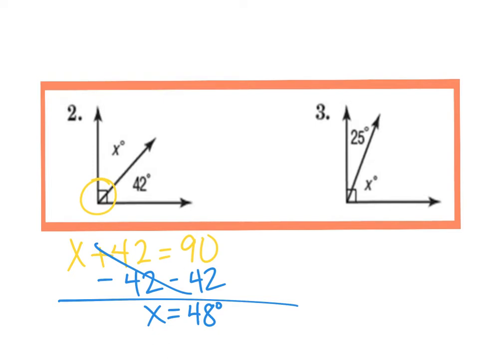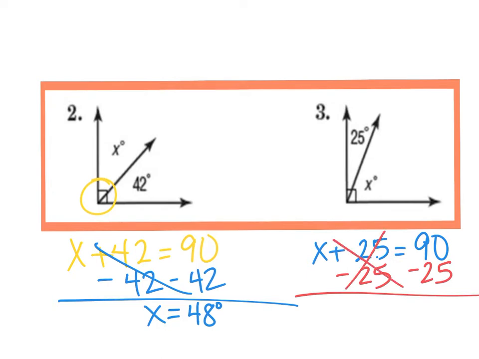Okay, over here I have x and 25 that get me to 90 degrees. So I'm going to write that out as my equation, and then I'm going to solve again using those inverse operations. I'm going to subtract 25 from both sides. These will cancel out. X equals 65 degrees.